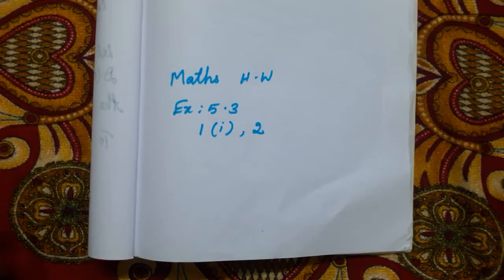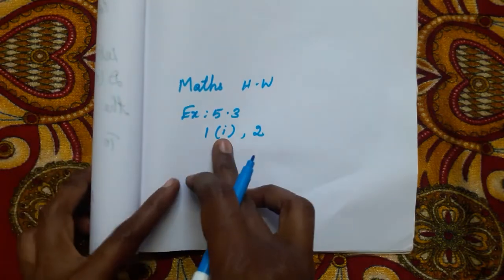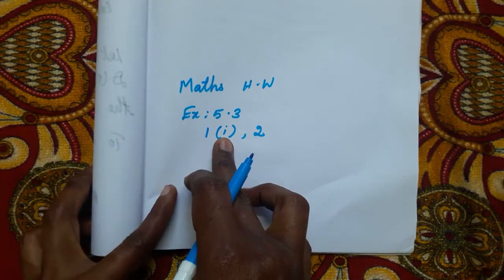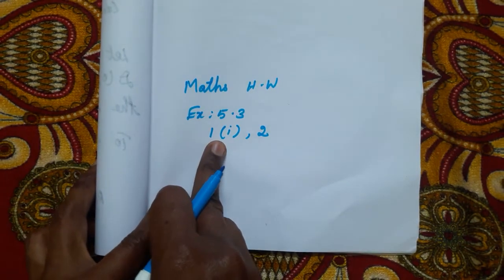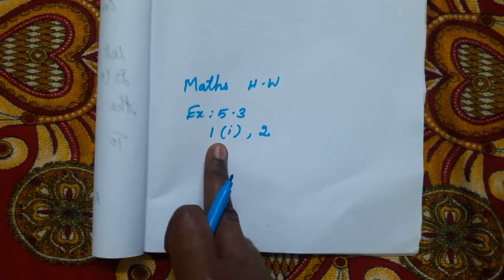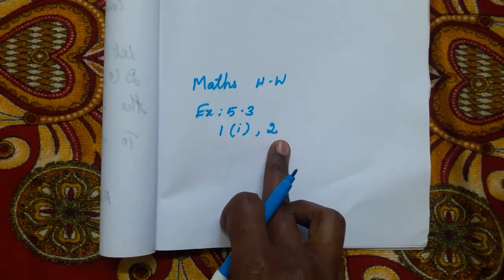Now homework: Exercise 5.3. First problem, find the midpoint. Easy problem. Now I have completed the second, third and fourth problems. Same like that you do the first problem. Next, second problem. It's a very easy problem.